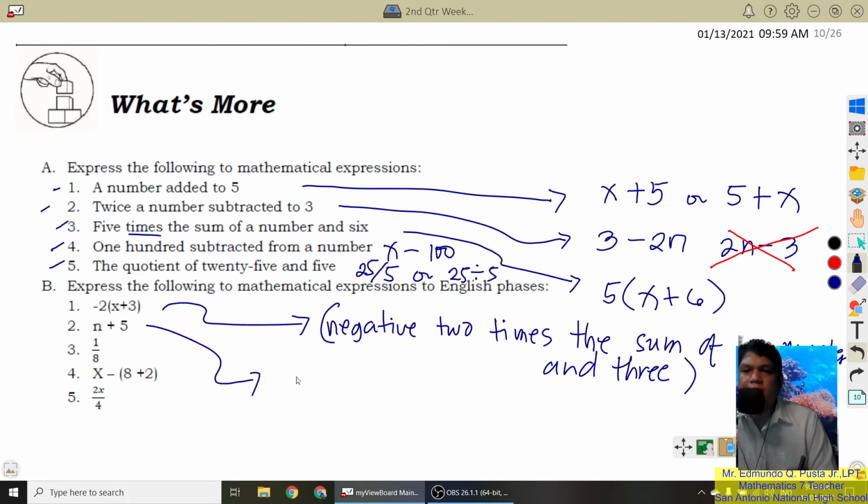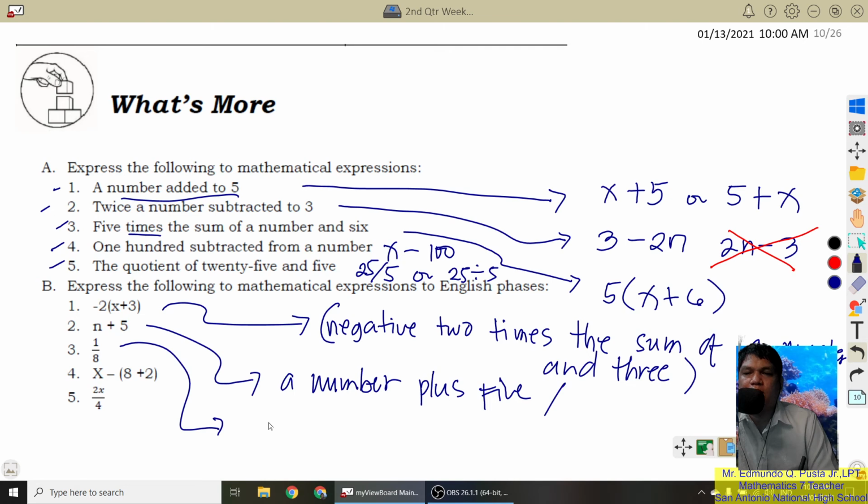Next one. Okay? A number plus 5. Pwede kang gumamit ng ganyan. Plus 5. Ayan. Tama rin yan. Or we can say, a number added to 5. Ayan, nandito mismo. Number added to 5. Next one. Okay? So we can write it as the quotient of 1 and 8. Ayan. The quotient of 1 and 8.